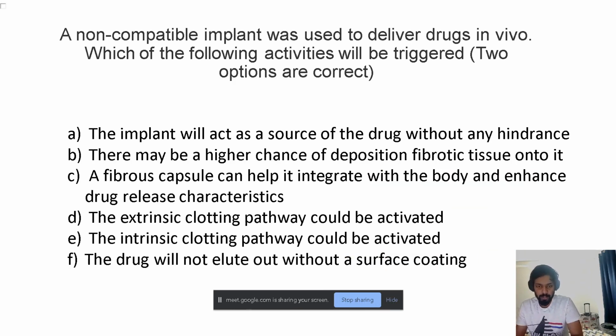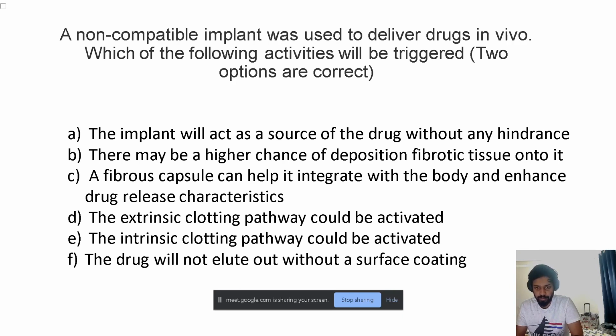Okay, so the first question asks, a non-compatible implant was used to deliver drugs in vivo. Which of the following activities will be triggered? They say two options are correct here. Will the implant act as a source of drug without any hindrance? There may be higher chance of deposition of fibrotic tissue onto it. A fibrous capsule can help it integrate with the body and enhance drug release characteristics. The extrinsic clotting pathway could be activated. The intrinsic clotting pathway could be activated. The drug will not elute out without a surface coating.